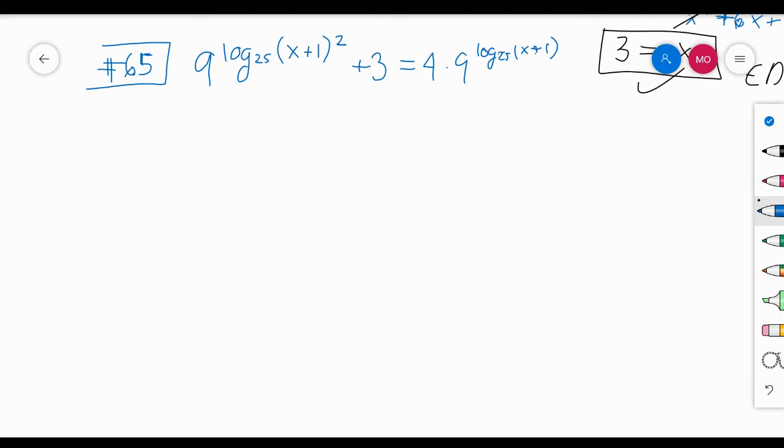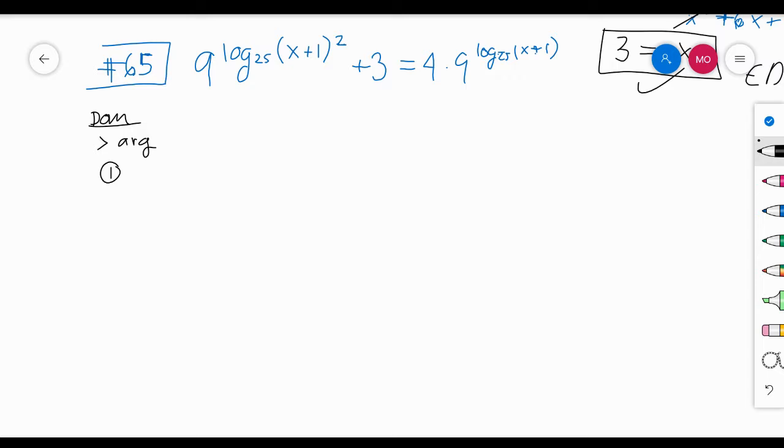Our first step is always the same. I hope you know by now that we're going to go ahead and do our domain. Looking at the bases, in this case we have base 25 for each of the logs, which obviously is a number and doesn't need us to do anything about it. So we're going to have to go ahead and look at our arguments. Again, we have two different logs, therefore two different arguments.